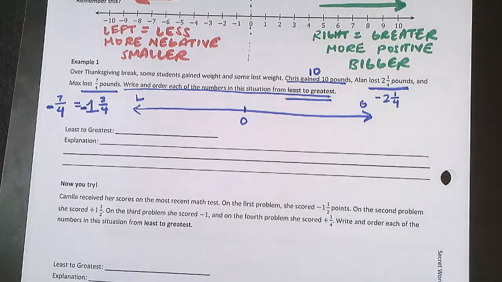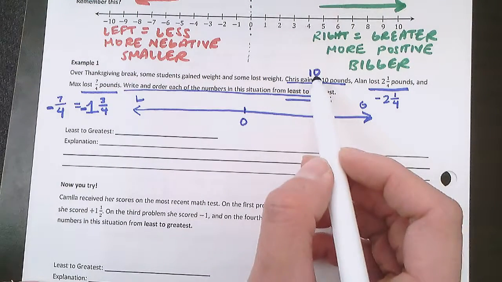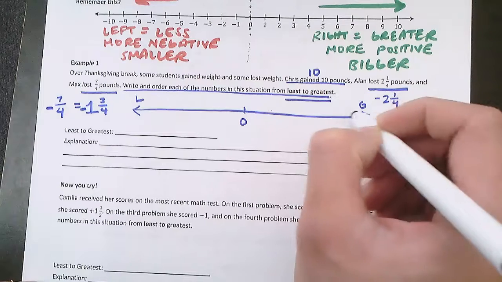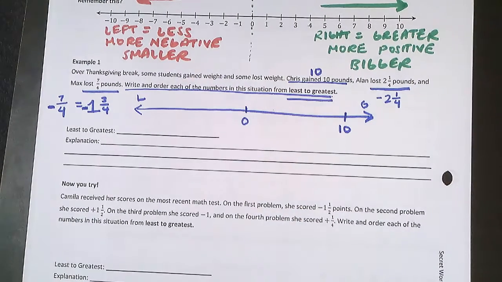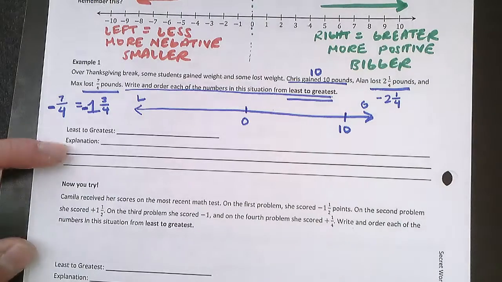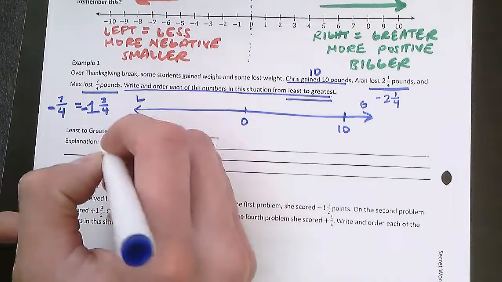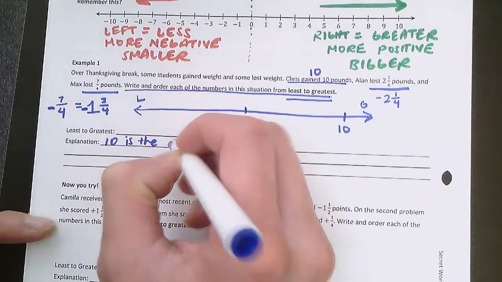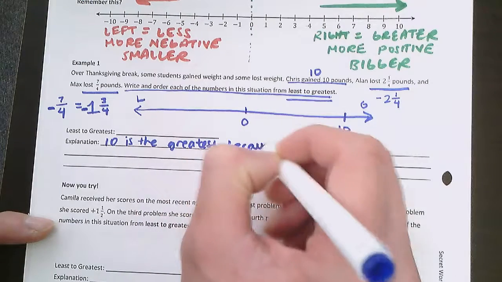I think it's easiest to figure out what is my greatest number first. Well, my greatest number is 10, because that's the only positive number. So 10 I'm going to put all the way out here as the greatest. And for my explanation, let's write that right here. So 10 is the greatest because it is the only positive.